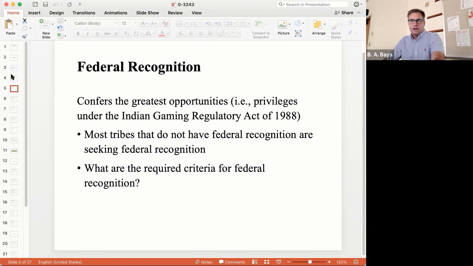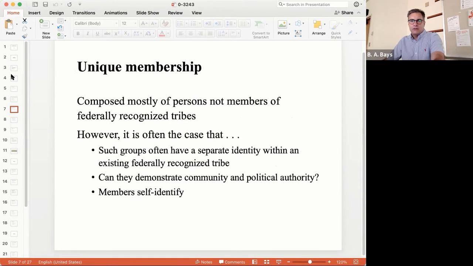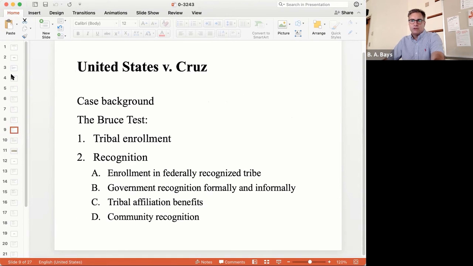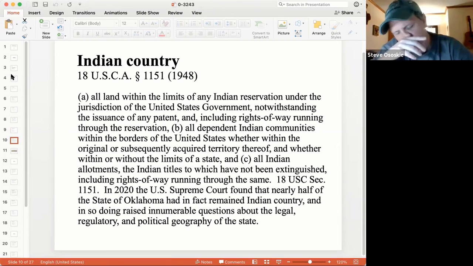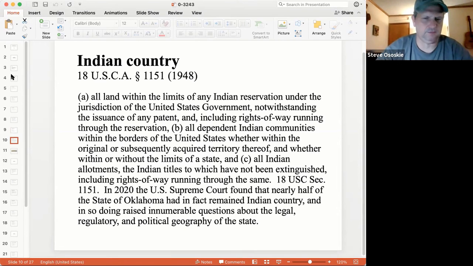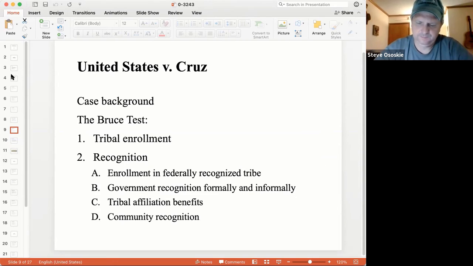Okay, so with federal recognition, criteria, unique membership, who decides? Here we go. Here are the four facets of recognition, and the individual was able, the government wasn't able to prove its case. Yeah, Dr. Bass.